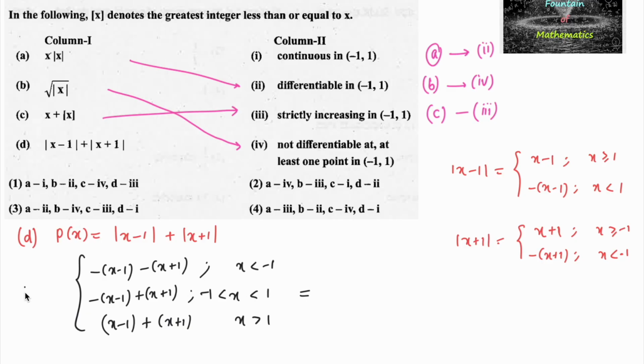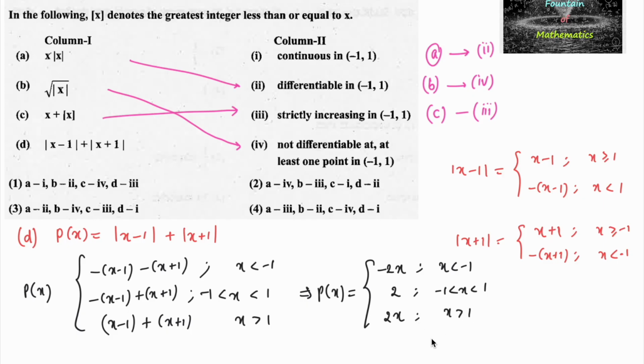So we can also write the function. Negative x, that is minus 2x, and plus 1 and minus 1 get cancelled for the interval x less than minus 1, and here negative x and positive x get cancelled, and plus 1 plus 1 that is 2, it's a constant for x lies between minus 1 and plus 1, and for x greater than 1 we can write 2x.